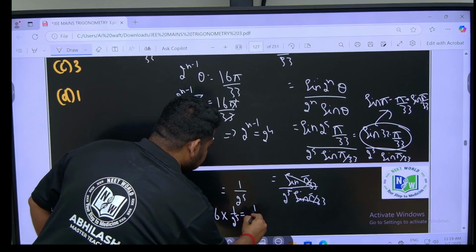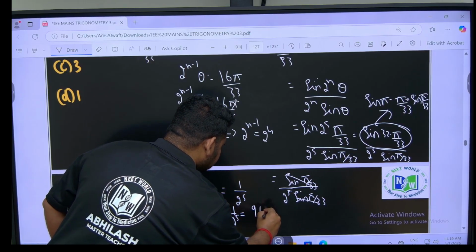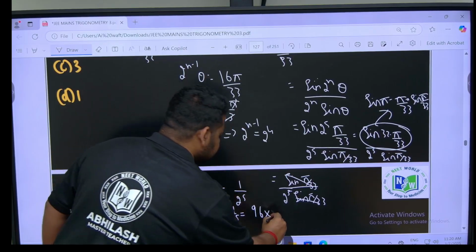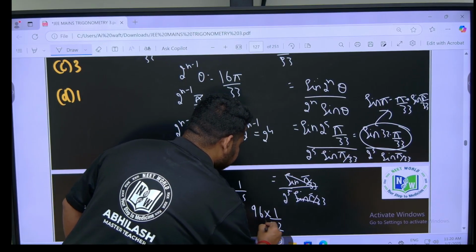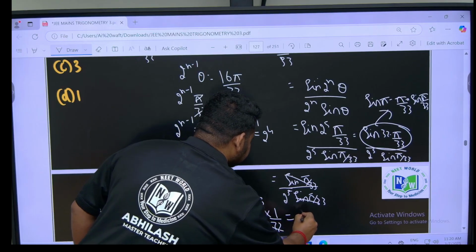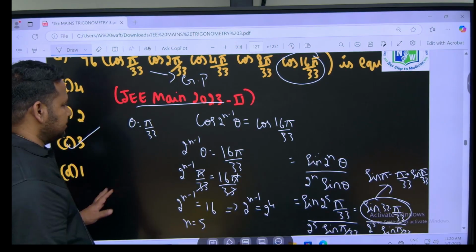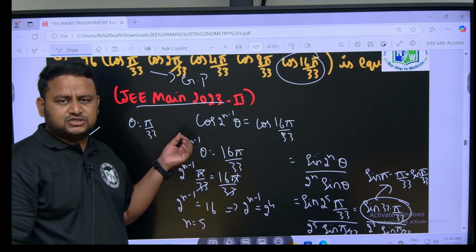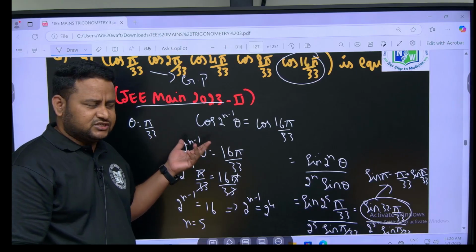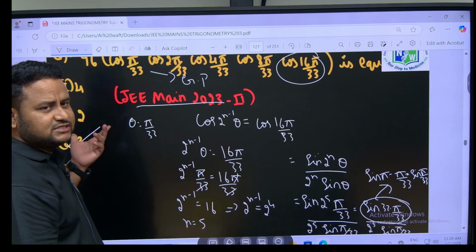So that is equal to what? 96 into 1 by 2 to the power of 5, that is 96 by 32. 32 threes are 96. So the correct answer to this question is 3. Option C, that is 3. So we got the answer to this question. JEE Main 2023 second session, this was asked. Answer to this question is 3.